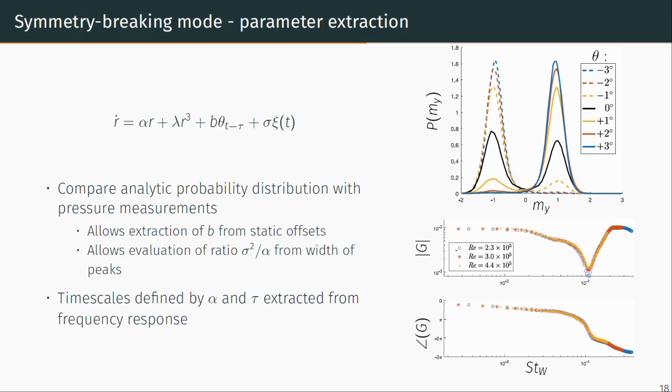And then, by also looking at the frequency responses that I was showing before, we can also try and obtain the time scale defined by alpha, and also tau, which is a time delay here. So by this combination of the probability distribution and the frequency response, we can obtain the parameters that fit this model quite closely to the data.